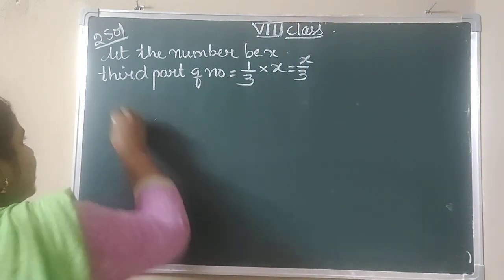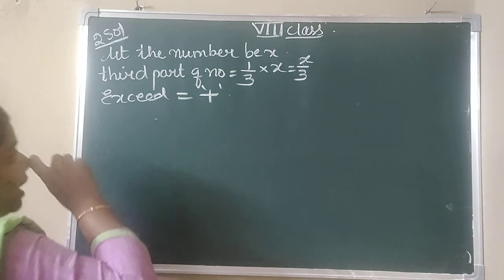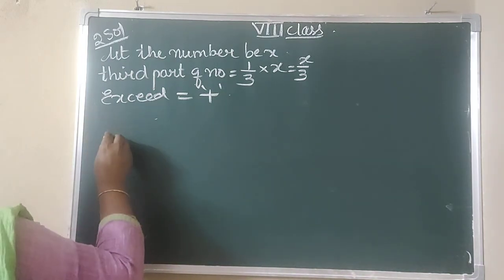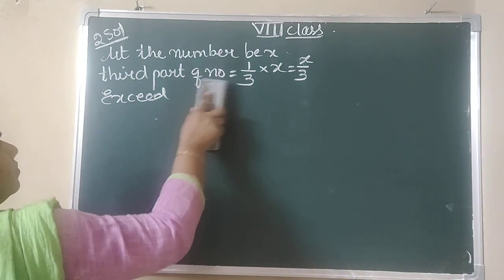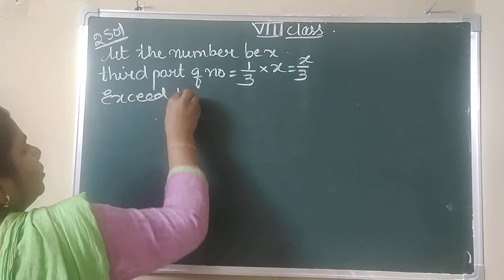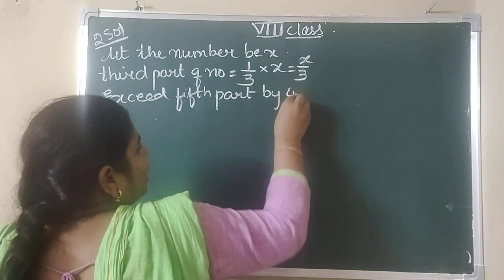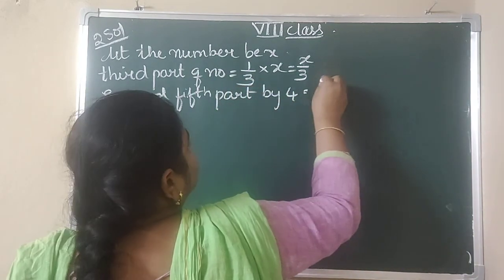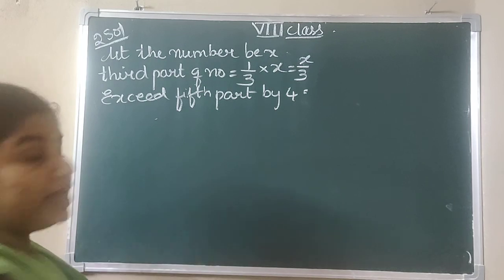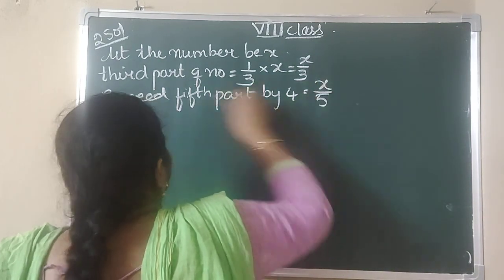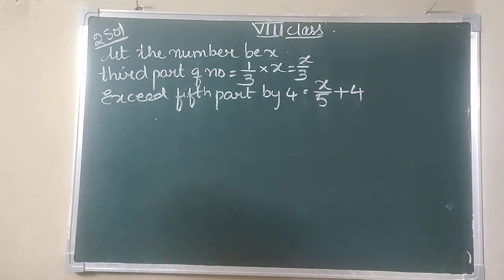And exceed is nothing but plus, and the fifth part of a number by 4. Exceeds the fifth part by 4. So fifth part is nothing but 1 by 5. That means 1/5 part of a number is nothing but x by 5. Exceed is nothing but plus, by how much? That is by 4. So now we have to solve the problem.